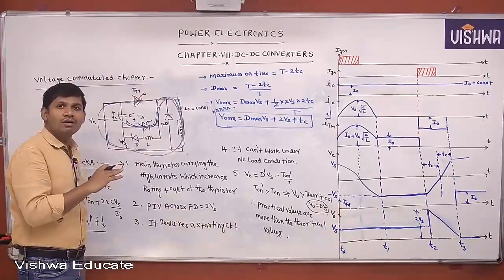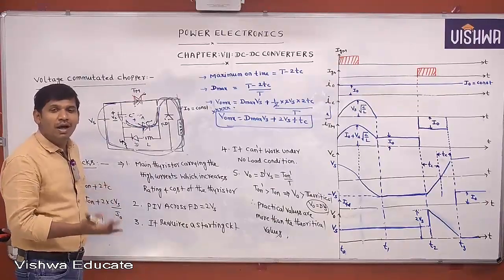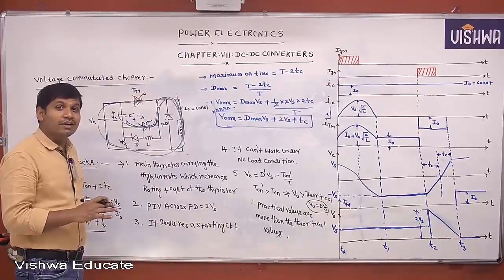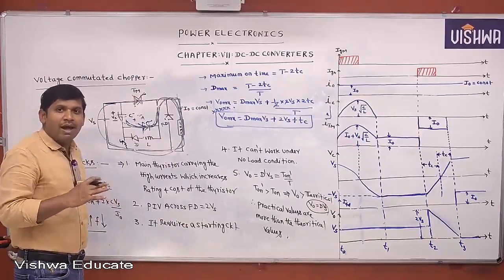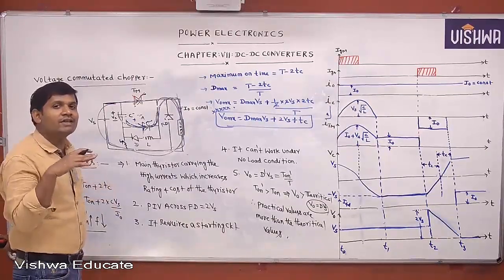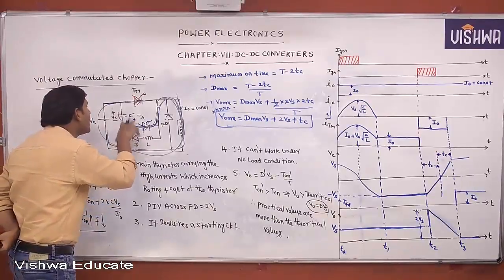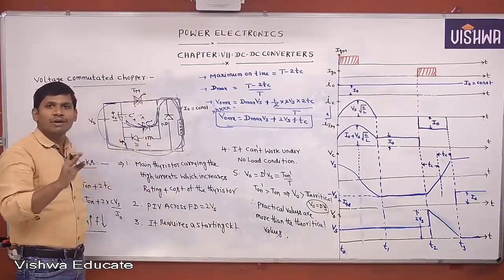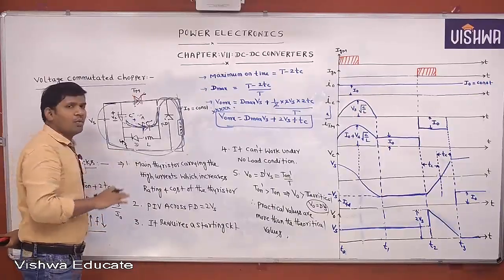It is also called impulse chopper. It is also called classical chopper, or parallel capacitor commutated chopper, or parallel capacitor turn off chopper. Why is it called parallel capacitor turn off chopper? By applying the reverse voltage of the capacitor across the main thyristor, it will be turned off. Then it is nothing but a parallel capacitor commutated chopper.